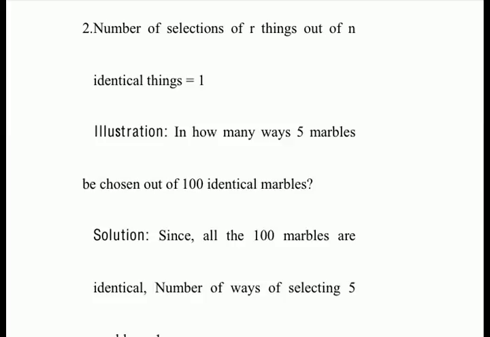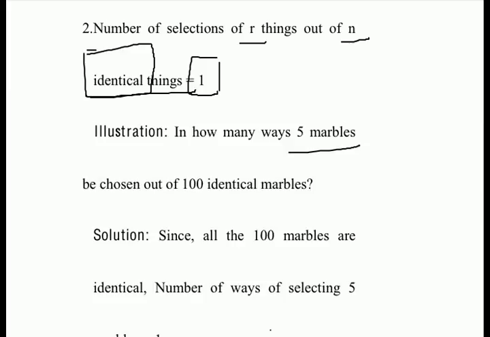Okay, the second key principle of permutations: the number of selections of R things out of n identical things is equal to 1. So notice the keyword is identical. In the previous example, the 100 marbles, all marbles were different. In this case, they are identical. So let's look at a quick question again. In how many ways can 5 marbles be chosen out of 100 identical marbles? All marbles are the same.